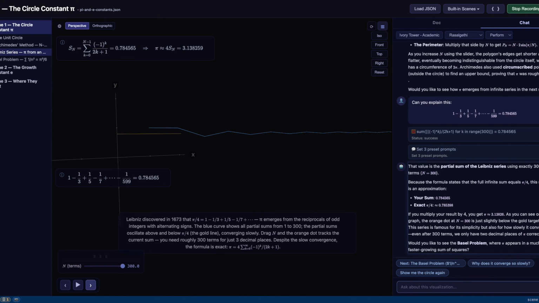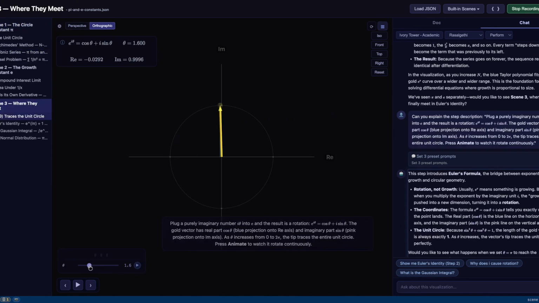The value presented is the partial sum of the Leibniz series, utilizing precisely 300 terms, where n equals 300. Because the formula stipulates that the complete infinite sum equals pi over 4, this result constitutes an approximation. Your sum is 0.784565.